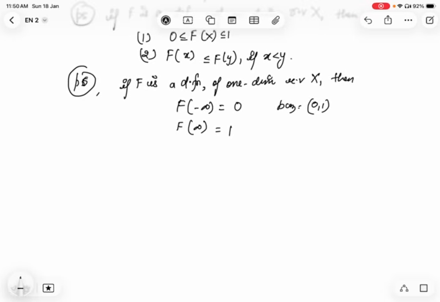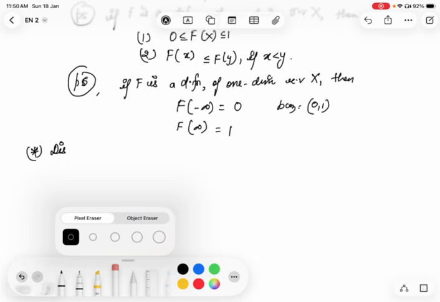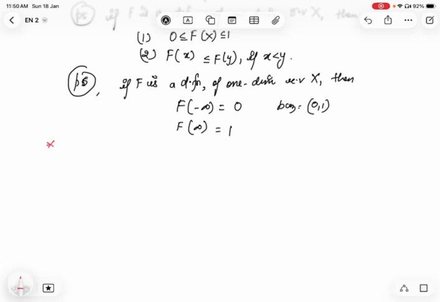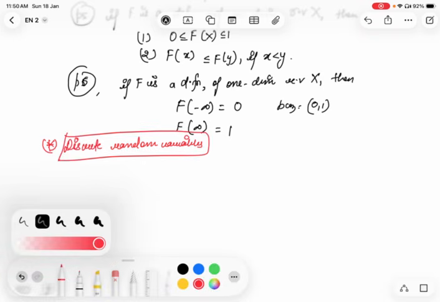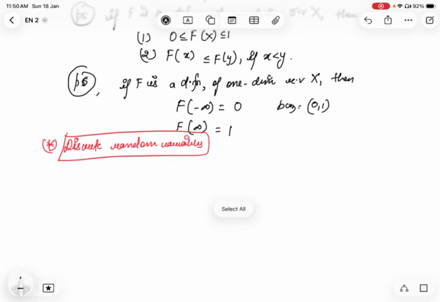Now we have discrete random variables. So what are discrete random variables? Discrete random variables are those which take at most a countable number of values. Countable means 1, 2, 3, 4, 5, not 1.5, 1.6. Okay, so let me define this.